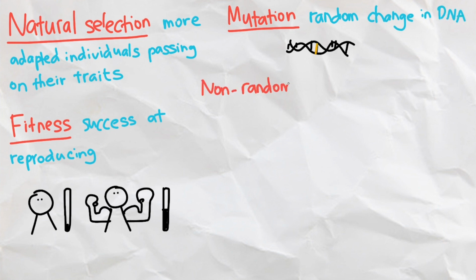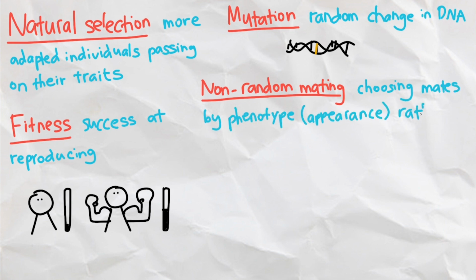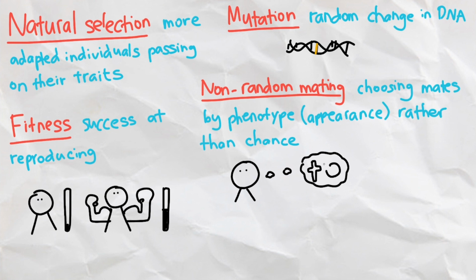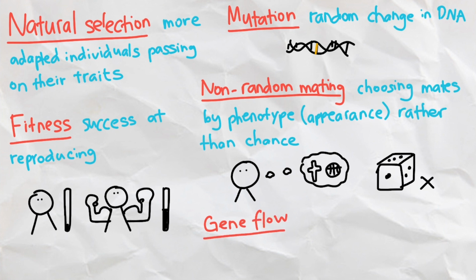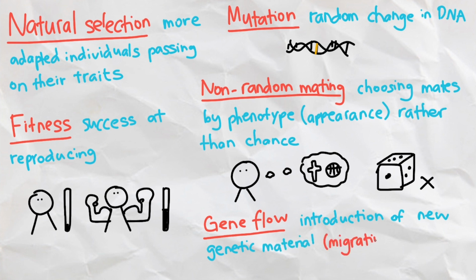Non-random mating is when individuals choose their mates based on phenotypic traits, instead of by pure chance. For example, you might choose to mate with someone who has a specific religious belief or hobby, instead of picking a random partner. Gene flow is the introduction of new genetic material, usually from one population to another. A common way to achieve this is through the migration of new individuals from another population.